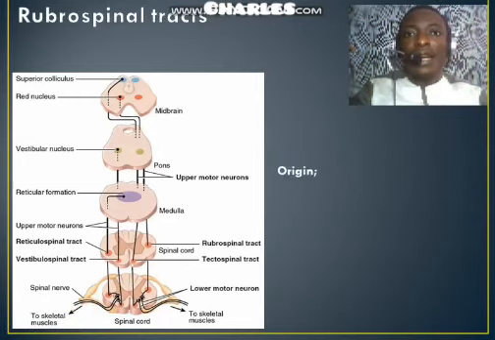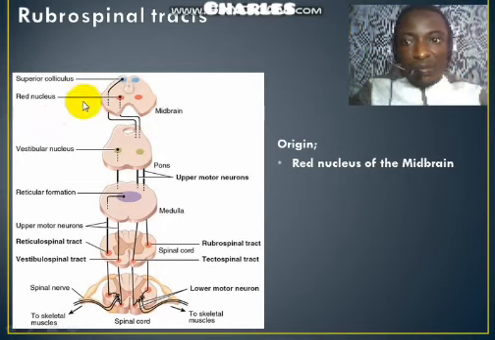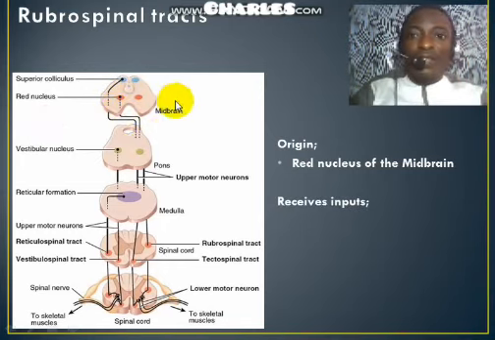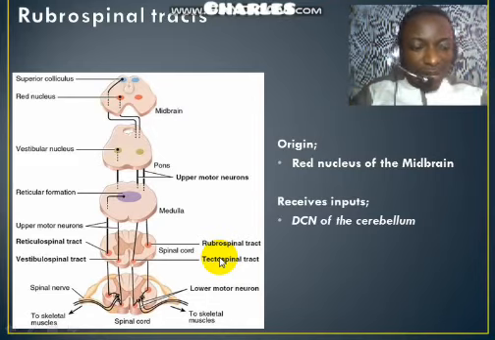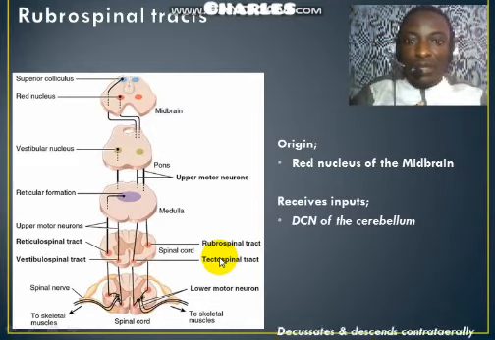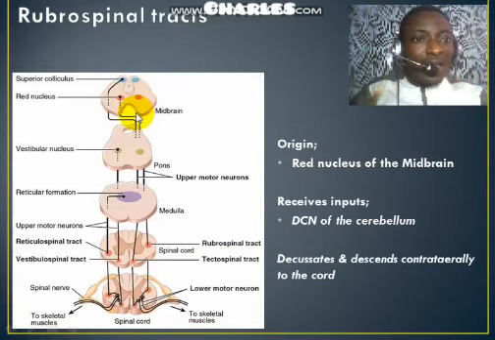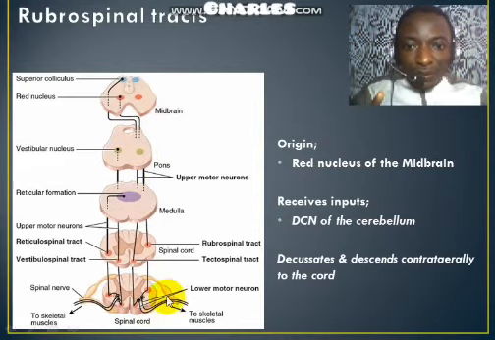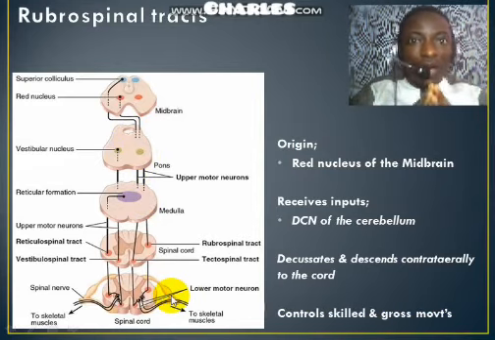Now, the rubrospinal tract originates from the red nucleus of the midbrain. This is the red nucleus. It receives inputs from the deep cerebellar nuclei of the cerebellum. Again, I'm going to treat that when we do physiology of the cerebellum. And then it decussates at the midbrain and descends contralaterally to the cord, where it terminates at the skeletal muscle. It controls skilled and gross movement.